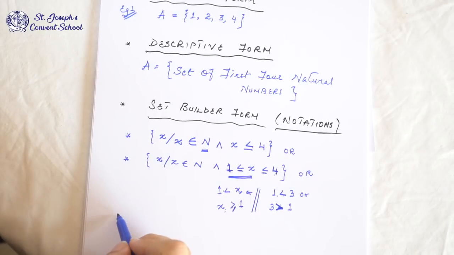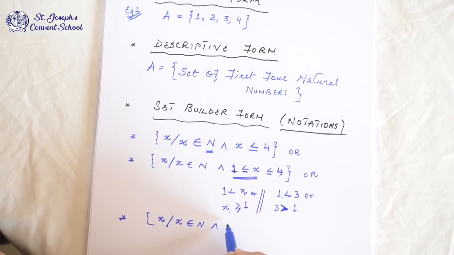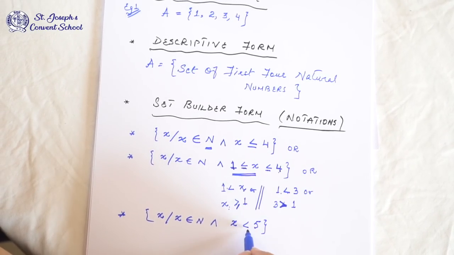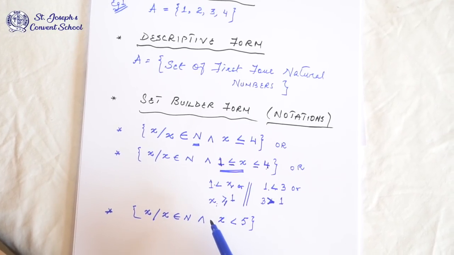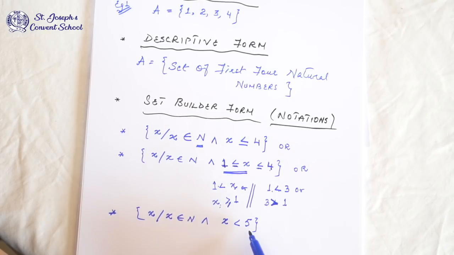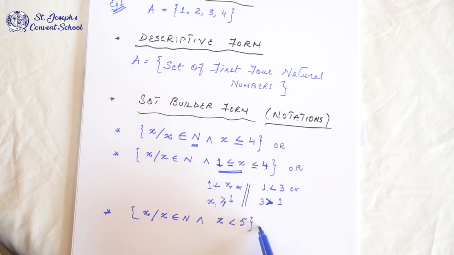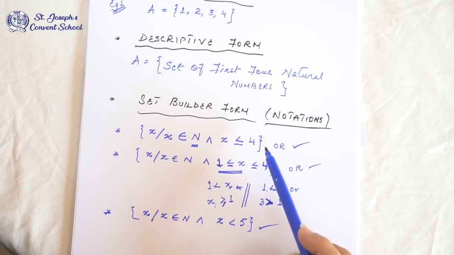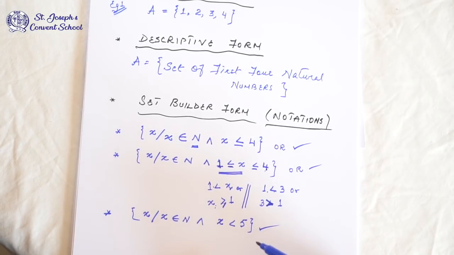or you can say that x such that x belongs to natural numbers, and x is less than 5. Now in this case you can see there is no equals to sign. Numbers less than 5 means 4, 3, 2, 1. So this is also a correct method. So these are 3 different methods of this set builder form. The same set, you can write it this way, or this, or this. Okay, all these are correct.